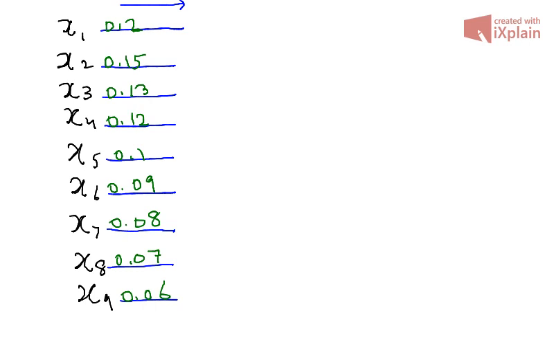So the least probable are x8 and x9. So we would take these two and we would merge them into a single branch, and we would write the probability of this branch as the sum of these two, which is the least one. So if I sum 0.07 and 0.06, the sum is 0.13. So this is another branch.